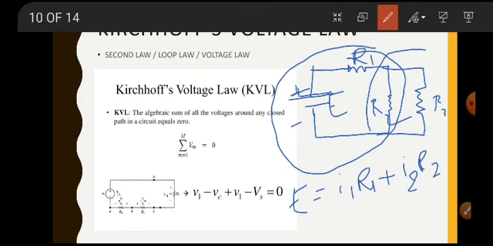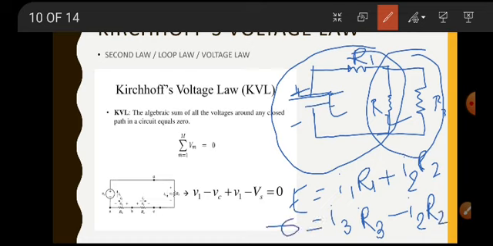Now observe the second loop. Here we have two resistances, so the two voltages are I3 R3 minus I2 R2, which equals 0 because there is no EMF.